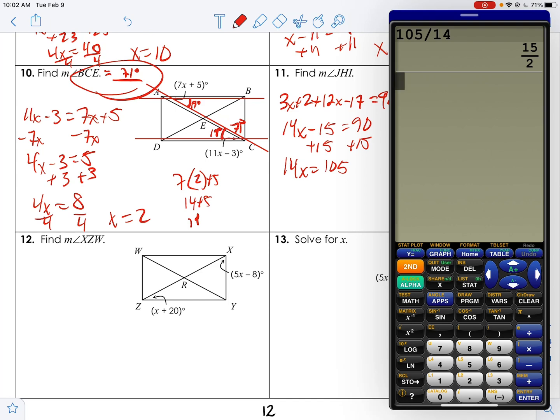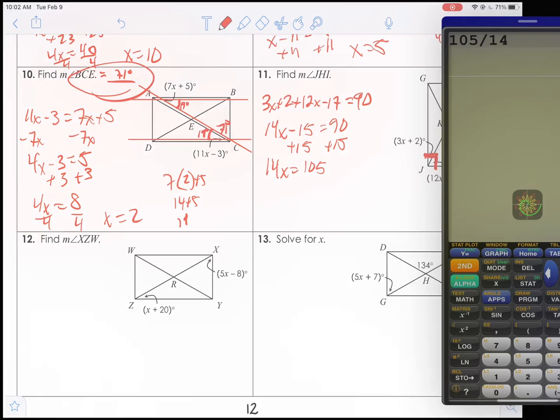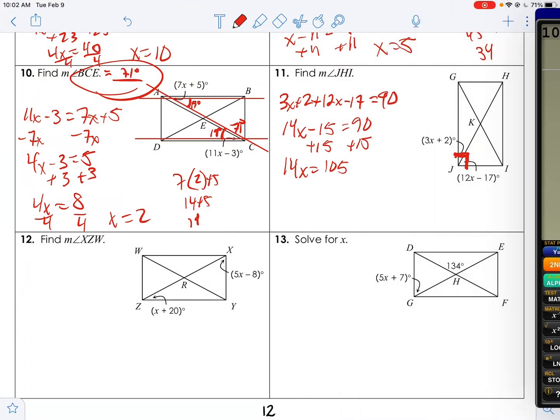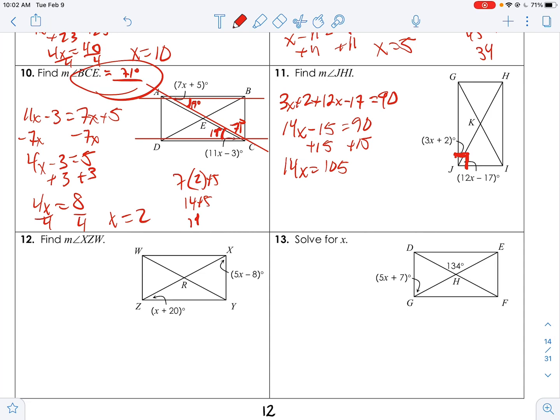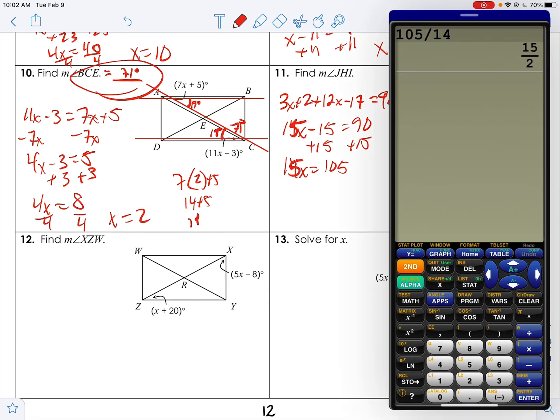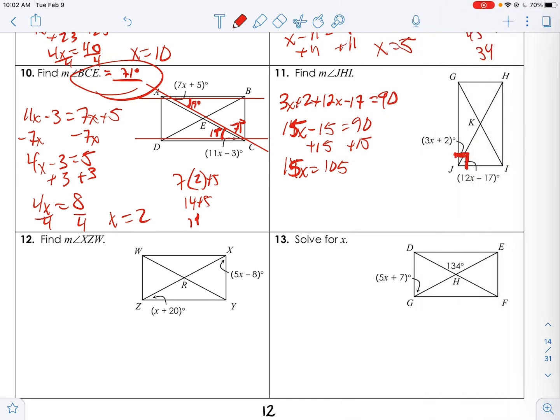105 divided by 14. Ooh, that's weird. Did we get a fraction on that one? Or did I do that the wrong way? Oh, hey, look at that. 3 plus 12 is not 14, it's 15. And then we do 105 divided by 15. That's supposed to be a 5. 105 divided by 15. Boom. 7. There we go.